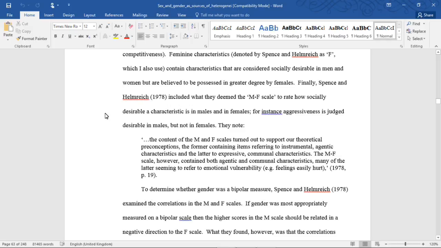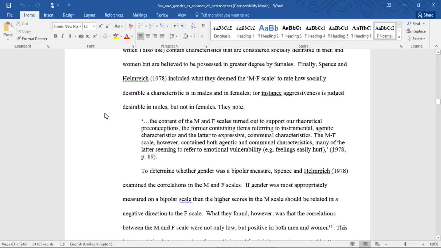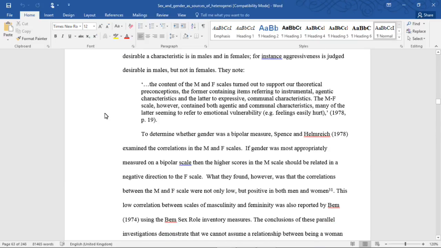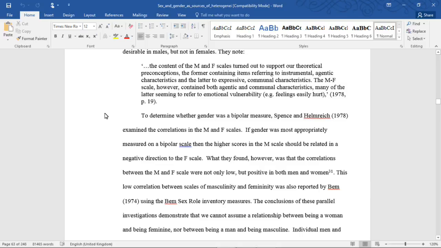Finally, Spence and Helmreich included what they deemed the M-F scale to rate how socially desirable a characteristic is in males and in females. For instance, aggressiveness is judged desirable in males, but not in females. They note, quote, "The content of the M and F scales turned out to support our theoretical preconceptions, the former containing items referring to instrumental agentic characteristics, and the latter to expressive communal characteristics. The MF scale, however, contained both agentic and communal characteristics, many of the latter seeming to refer to emotional vulnerability, for example, feelings easily hurt."